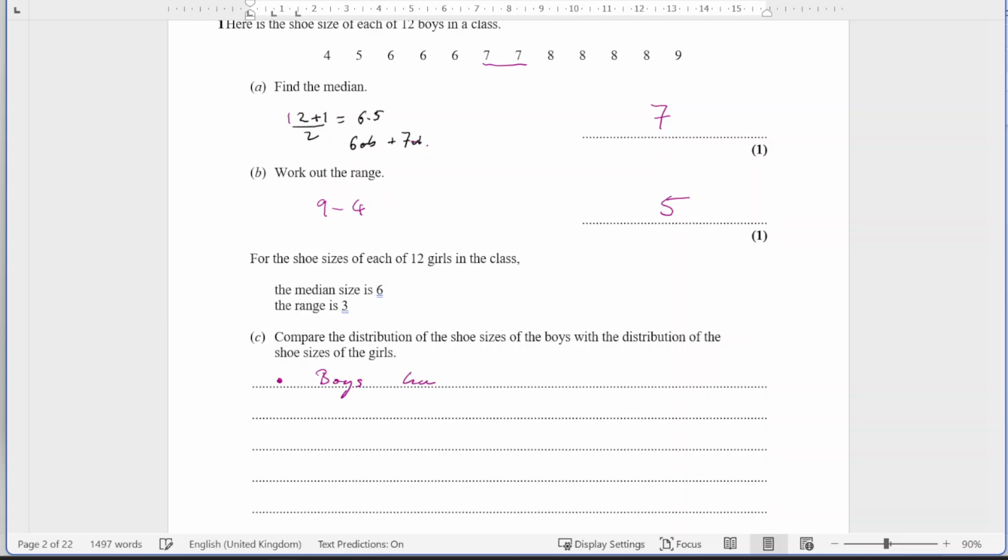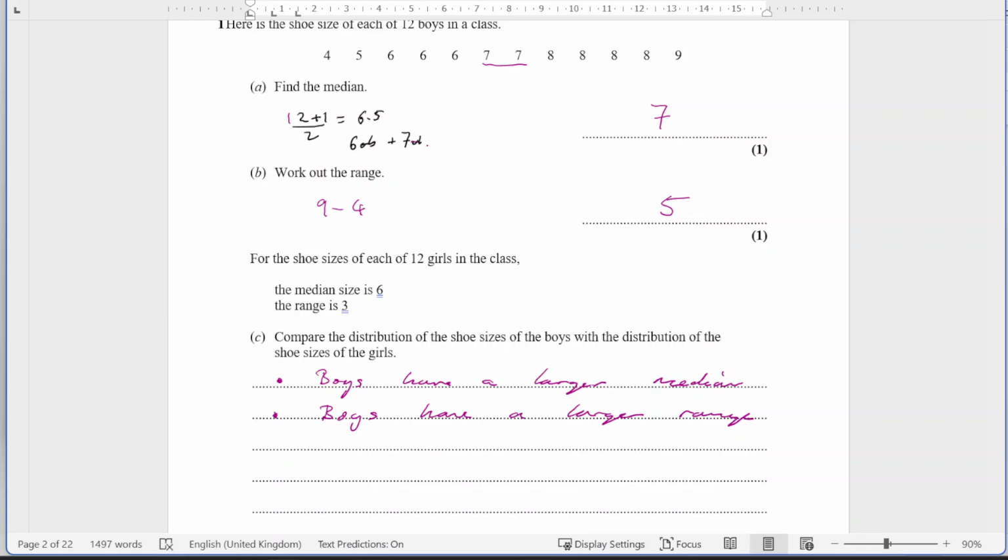Boys have a larger median. Opposite version of that is fine as well. Girls have a smaller median. Second one is comparing the range. So boys have a larger range. And you could do the opposite. Girls have a smaller range.